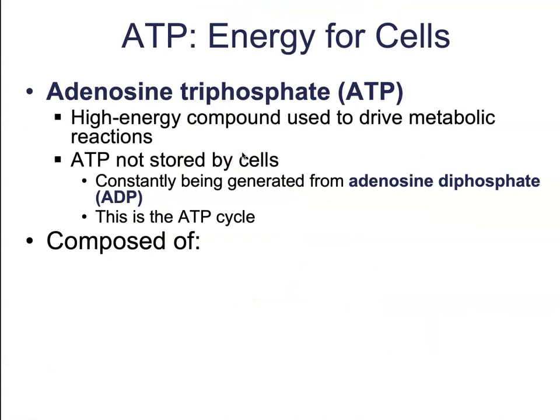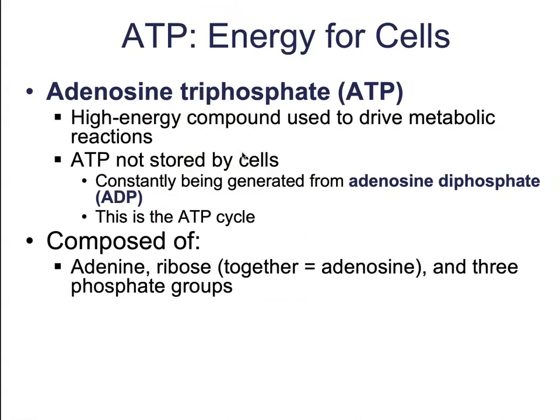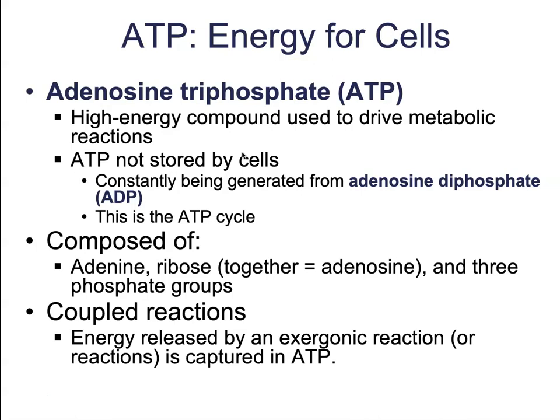So ATP is going to be composed of adenine and ribose. Together they make adenosine, and then 3 phosphate groups. The next thing I want to talk about is coupled reactions, because coupled reactions is how we use the energy released by an exergonic reaction to capture it in ATP. In other words, when we break glucose down into carbon dioxide and water, we're going to release energy, and we're going to store that energy temporarily in ATP.